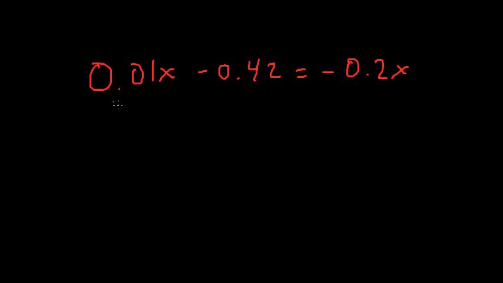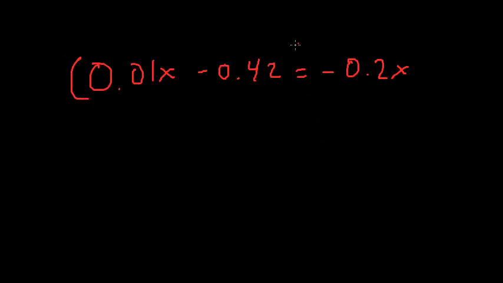Next, let's try 0.01x minus 0.42 is equal to negative 0.2x. We can get rid of the decimal points in a similar way we got rid of the fractions in the last problem. We first need to identify the smallest decimal that we have. Here we go to the hundredths place, here to the hundredths place, and here to the tenths place. Since the smallest place value is the hundredths place, we're going to multiply both sides of the equation by 100. If it only went to the tenths place, we'd multiply both sides by 10.